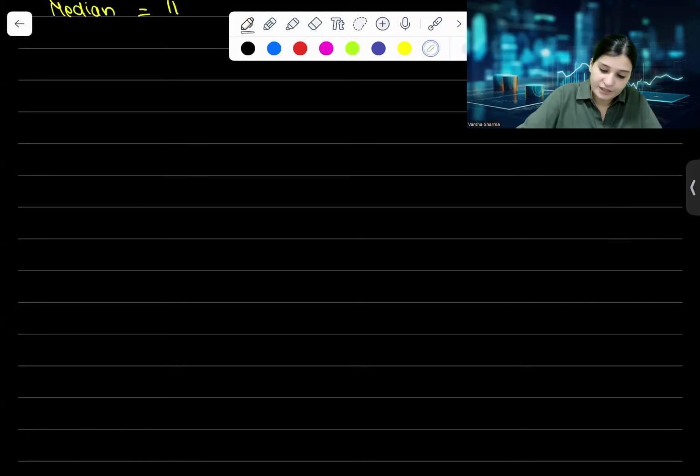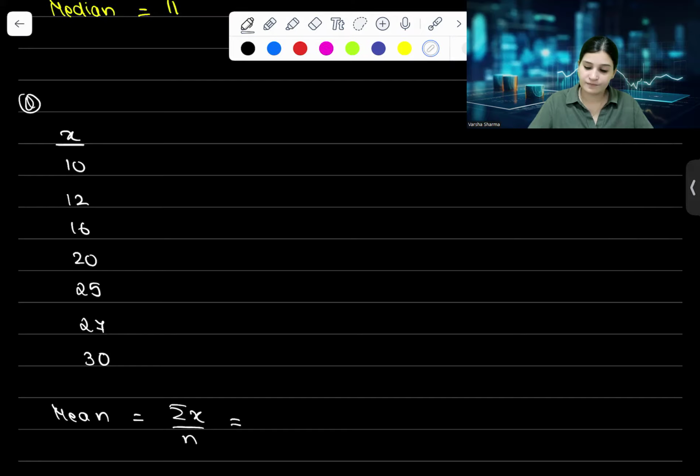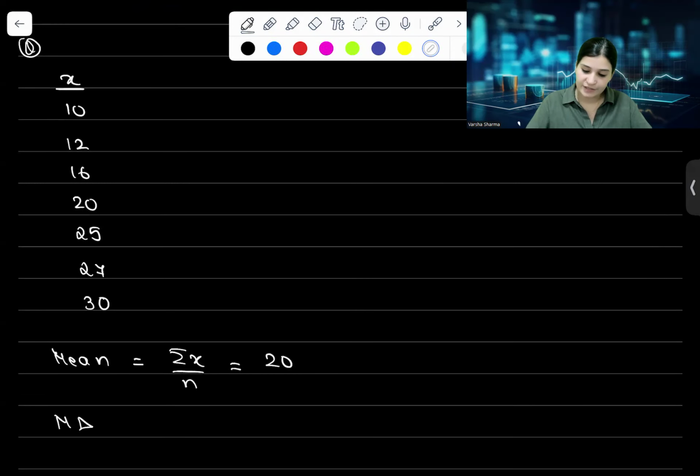No, ma'am. Question, can you find this? X is 10, 12, 16, 20, 25, 27, 30. We need to calculate from mean. First, find out the mean. What is mean? All of you got 20. Yes, ma'am.